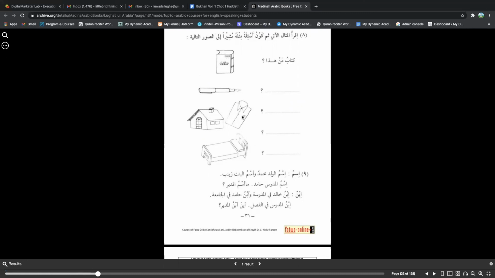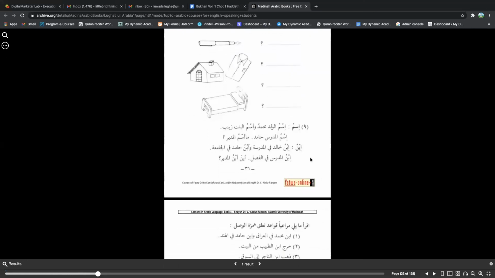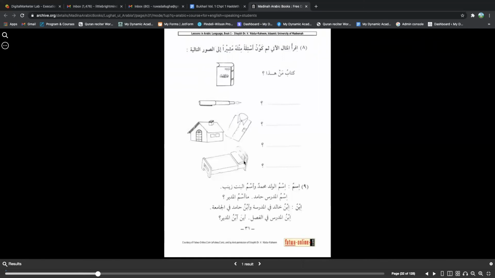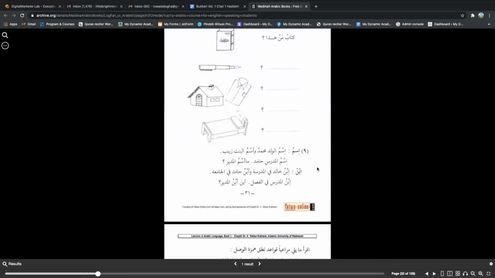Example like that. When you see two things here, you might want to use hadha and dhalika. Like hadha qamisu so-and-so and dhalika baitu so-and-so, sarir so-and-so. Or you could say sariru man hadha. Whose sarir is this? Okay.